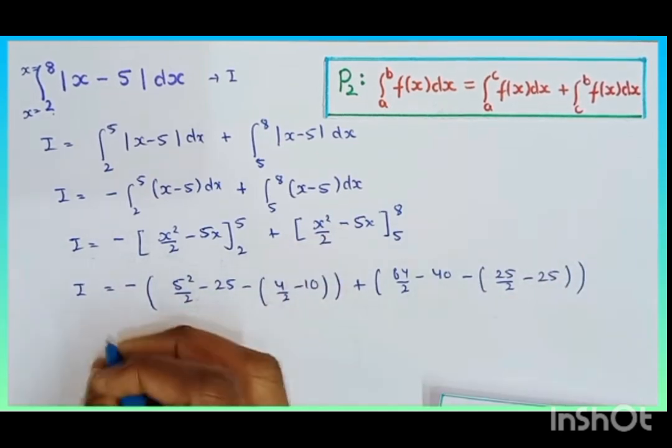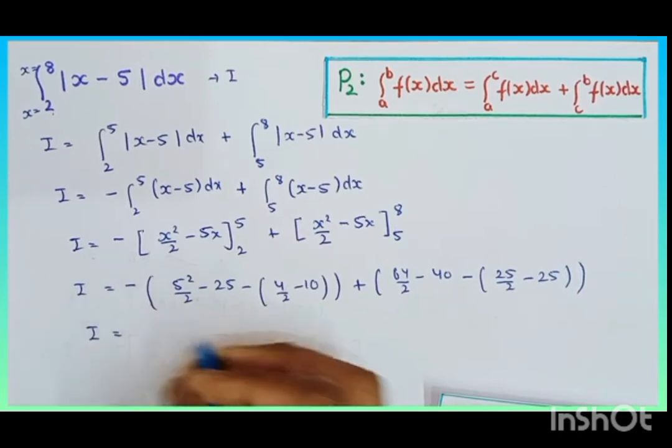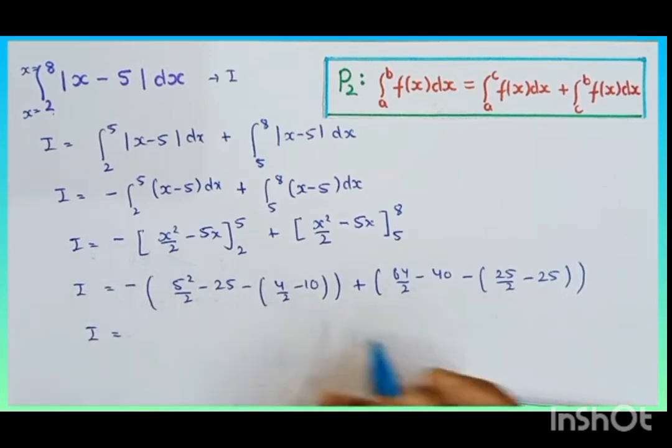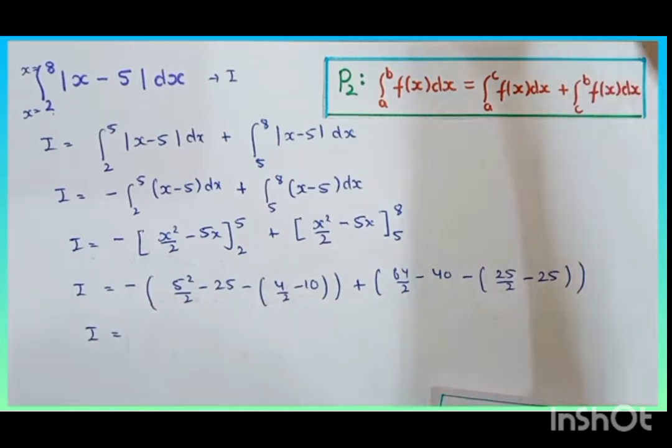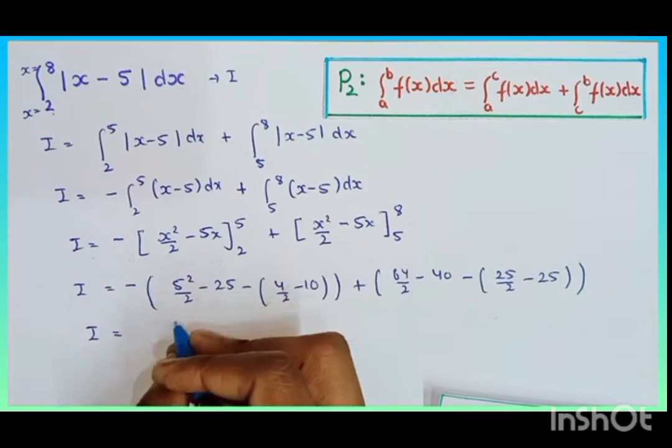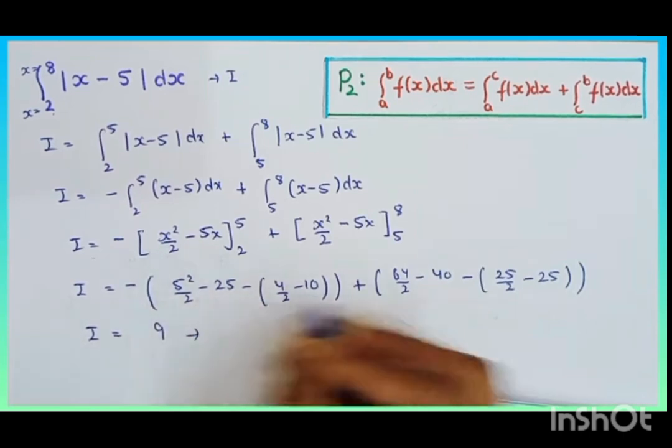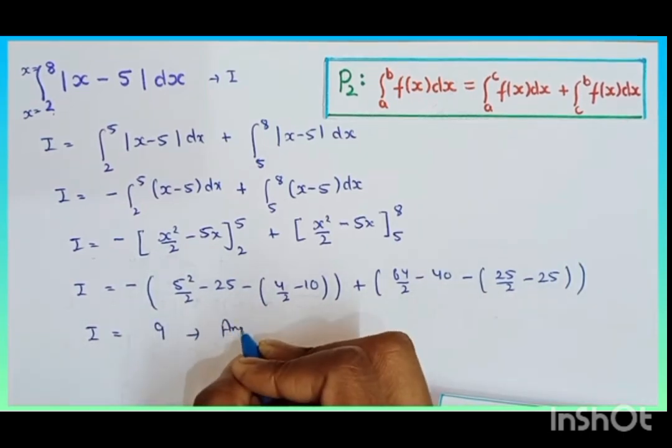You just solve this. It is plus minus. You will do it yourself. I will leave it for you to do, and the answer that comes will be 9, okay. You check this. We have to do plus minus. It is a small thing. You can do it, okay.